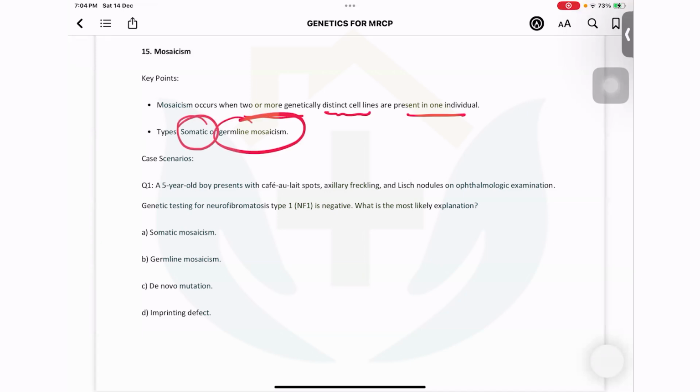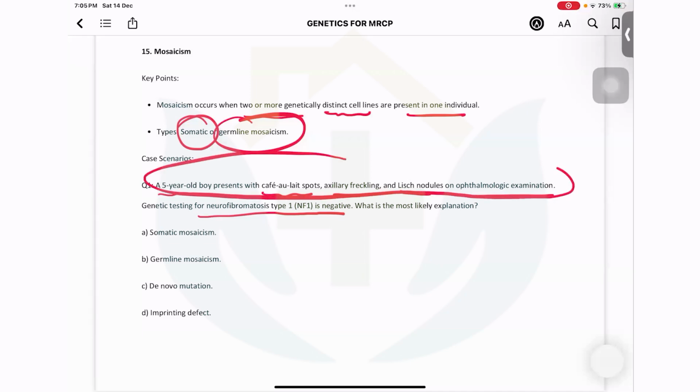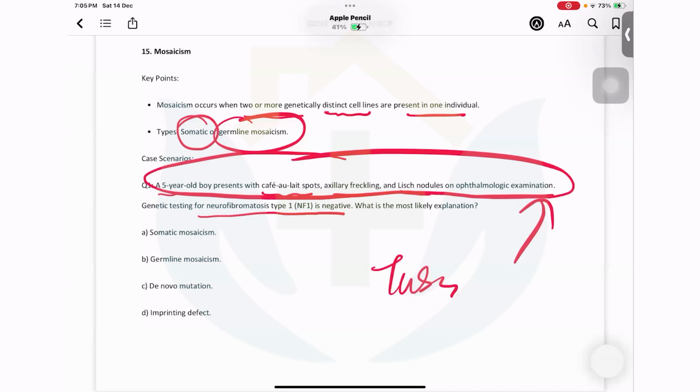For example, let us consider a condition where a 5-year-old boy has cafe au lait spots, axillary freckling, and Lisch nodules on ophthalmologic examination, but the genetic testing for neurofibromatosis type 1 is negative. What is the most likely explanation? The patient has all the signs of neurofibromatosis, but the gene is negative. What is the most likely explanation for this? Mosaic gene.